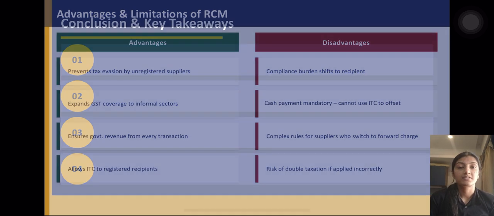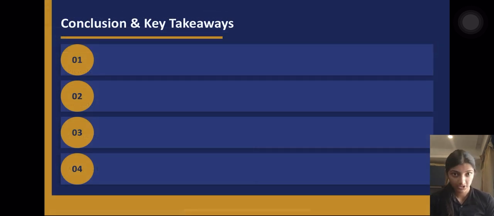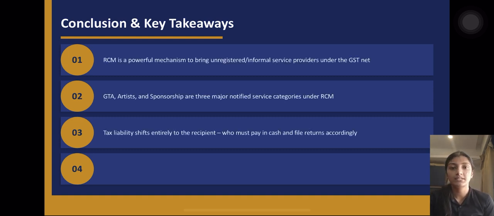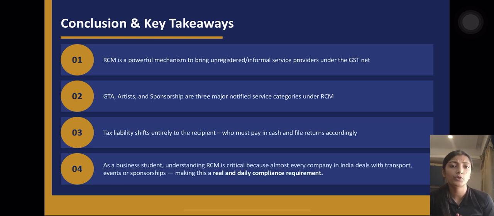To conclude, RCM is a smart mechanism that brings unregistered and informal service providers under the GST net without burdening them directly. The core takeaway is simple. In RCM, the bigger and stronger party pays. The transporter, the artist, the sports club, they receive their money. The registered business, on the other hand, handles the tax.